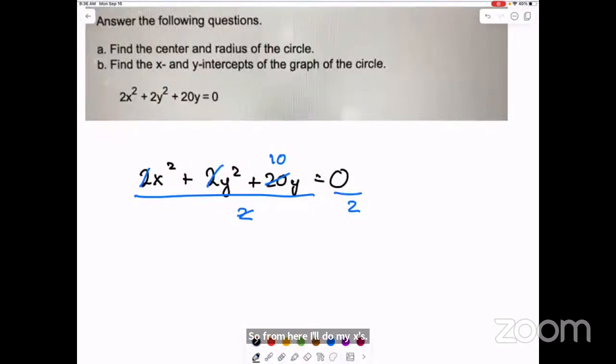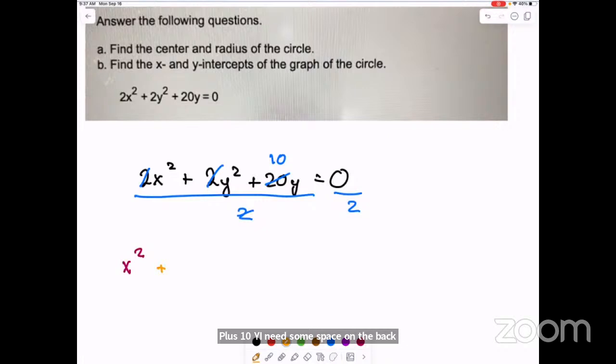From here, I'll do my x's in this darker color. So we'll have x squared there, and then the y's we'll do in orange. So I'll say plus y squared plus 10y, and I need some space on the back end, equals 0.